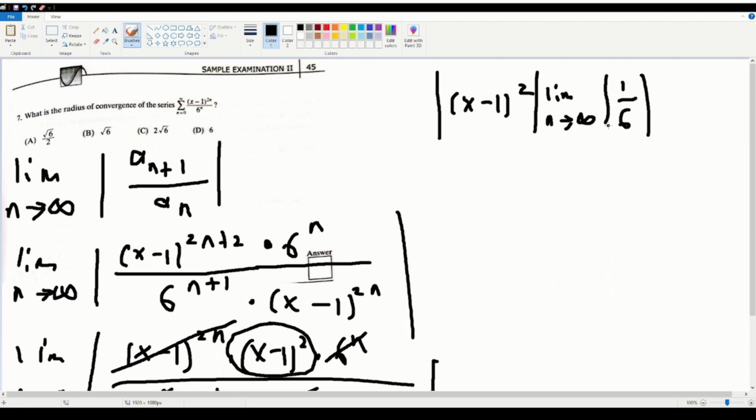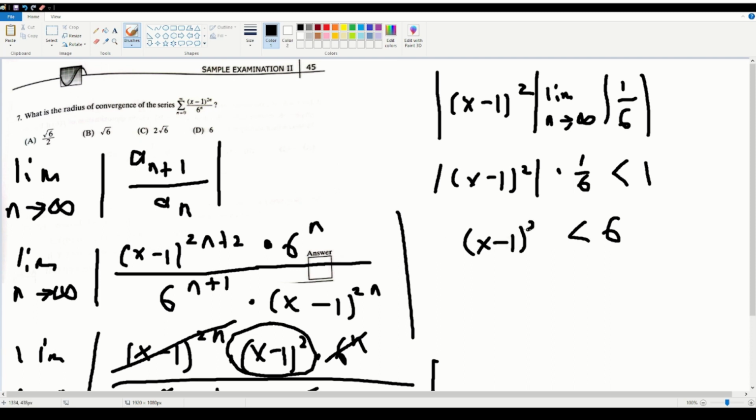There's also no n's here to plug in since they all canceled out, so you're left with absolute value of x minus 1 squared times 1/6. And in order for a series to converge using the ratio test, it needs to be less than 1. So you multiply both sides by 6, you're left with x minus 1 squared less than 6. We can drop the absolute values because a square won't make anything negative, and then you root both sides, left with x minus 1 less than radical 6.